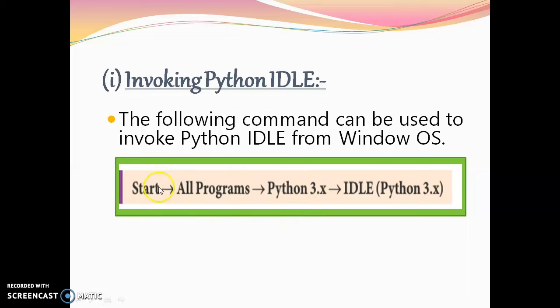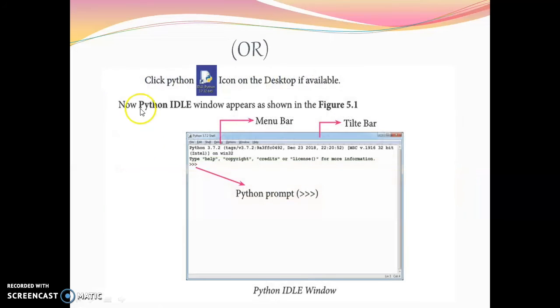So this is Windows 7. If you want to open it in Windows 10, instead of a Start button, only a symbol is available for Start. Or otherwise, we can open this window by using the Python icon, if the icon is available on your desktop. Click on this icon and it also opens the Python window.